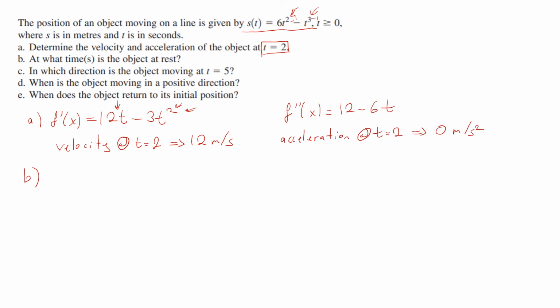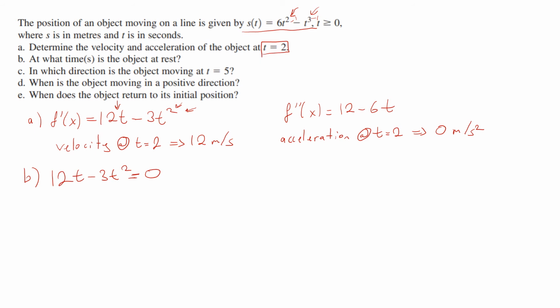The second part is asking at what time or what times is the object at rest. So the object will be at rest whenever the velocity is 0. So remember from the graph from the previous problem that we solved, we said the object was at rest whenever my tangent was horizontal, right? And that happened at t equals 2 and t equals 6. Same thing over here. So whenever my velocity is 0 is where my object is at rest.